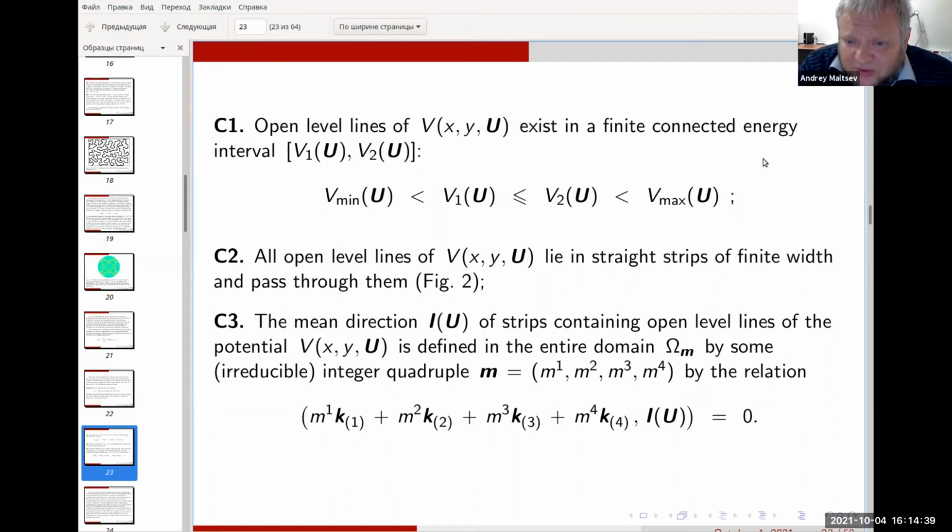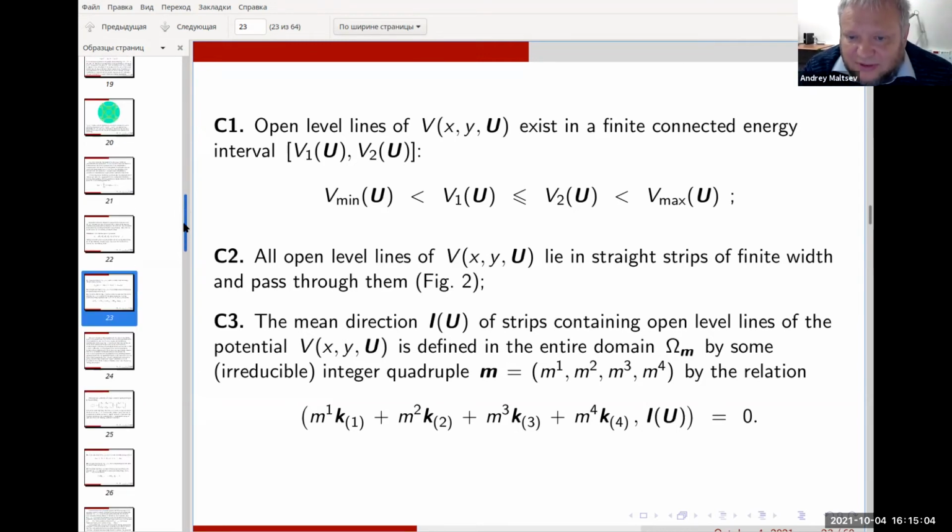Interval. All the level lines again have a regular form. They lie in straight strips of finite width and pass through them from minus infinity to plus infinity, like in the previous case. And now for these level lines, we have the 4-tuples of topological numbers. So we have 4-tuples of integer numbers, which give us the mean directions of our level lines.